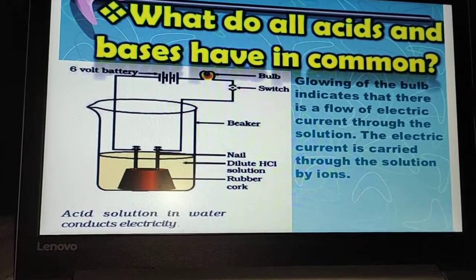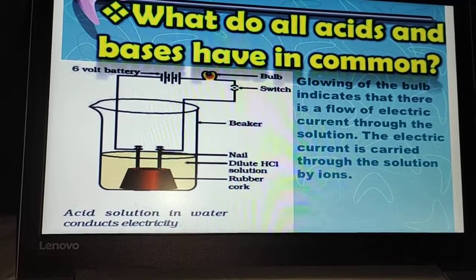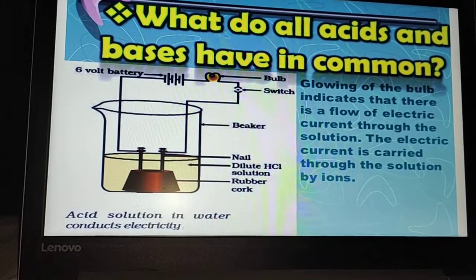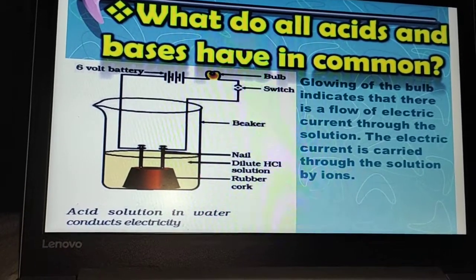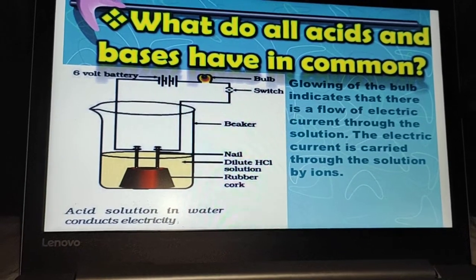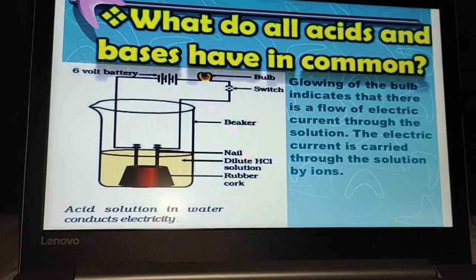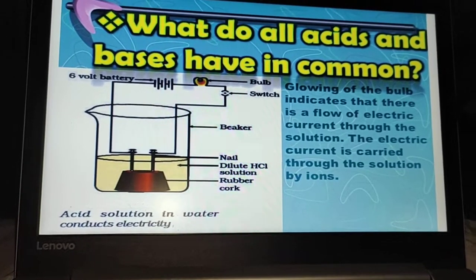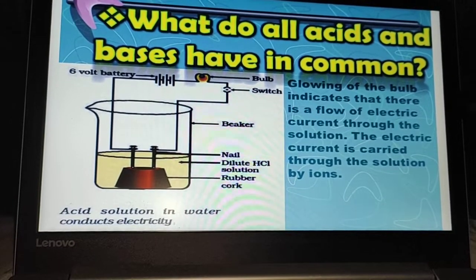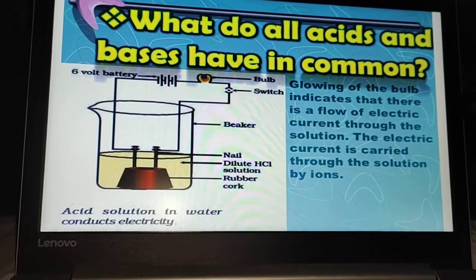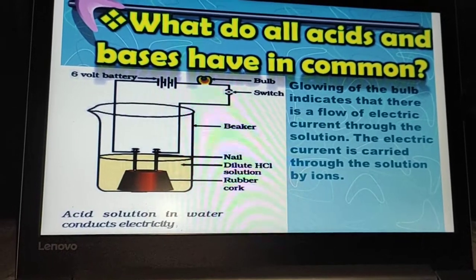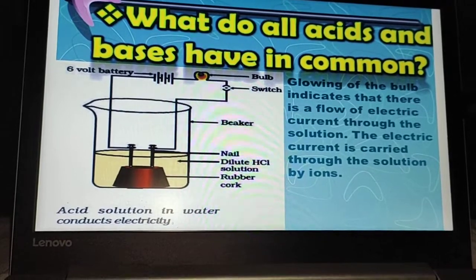Here we are taking a rubber cork on which we put two iron nails, and the iron nails are connected to the battery, bulb and switch, which is put in a beaker containing dilute HCl solution. Here the bulb glows because HCl solution dissociates completely, as it is a strong acid. Dilute HCl solution dissociates to form H plus ions and Cl minus ions. Here the H plus ions in the solution conduct electricity and the bulb will glow. So this is one of the concepts.